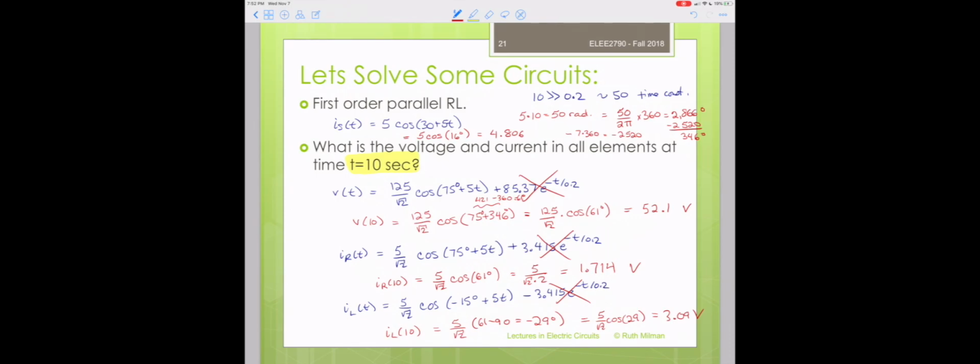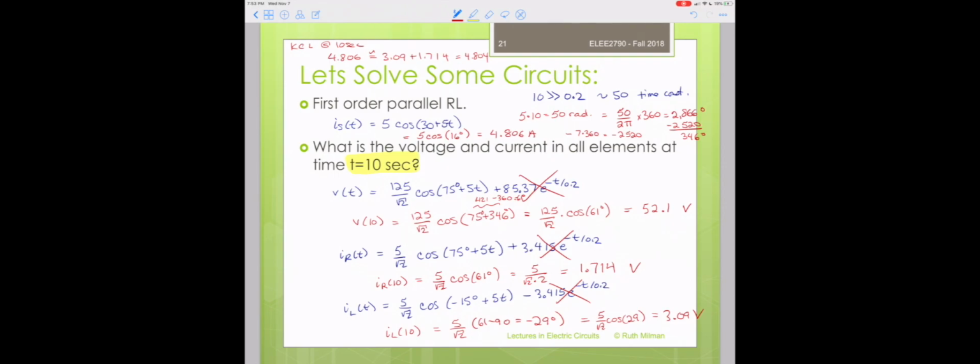Now if you want to make sure that everything seems to line up, we can do a quick computation to make sure that our KCL adds up. KCL at 10 seconds tells you that 4.806 amps is equal to 3.09 plus 1.714, and in fact that adds up to pretty much exactly what we were expecting. We'll just drop it at the 1, and notice that there are some higher order terms, so this is going to be approximately equal because there's some rounding. This is equal to 4.804. That's close enough because we had all the right numbers everywhere.